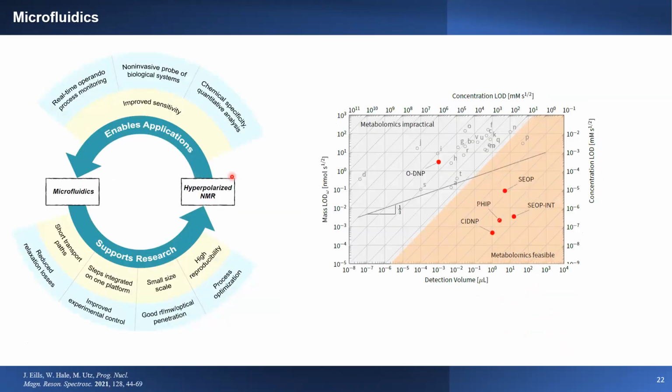So what's shown here is the link between hyperpolarized NMR and microfluidics. It's a two-way exchange, and I can run through this. We can say that microfluidics supports research into hyperpolarized NMR. These two fields naturally go quite well together, because in microfluidics you're concerned with getting a high degree of experimental control over a very small sample, and in hyperpolarized NMR, you're enhancing NMR signals from small samples.